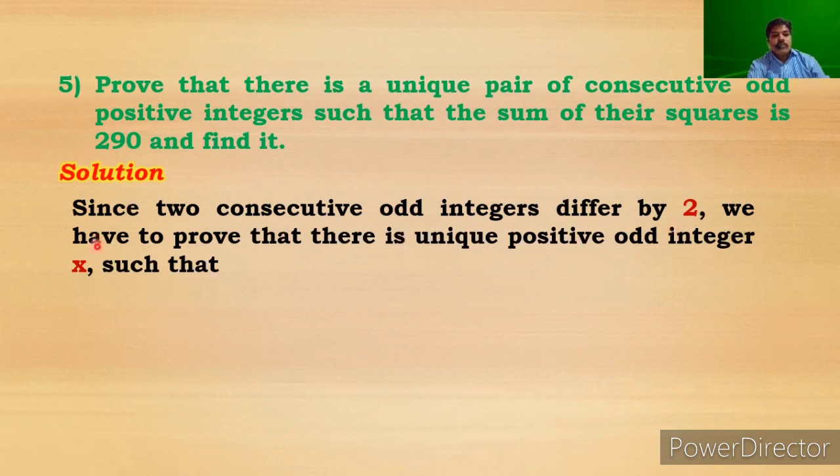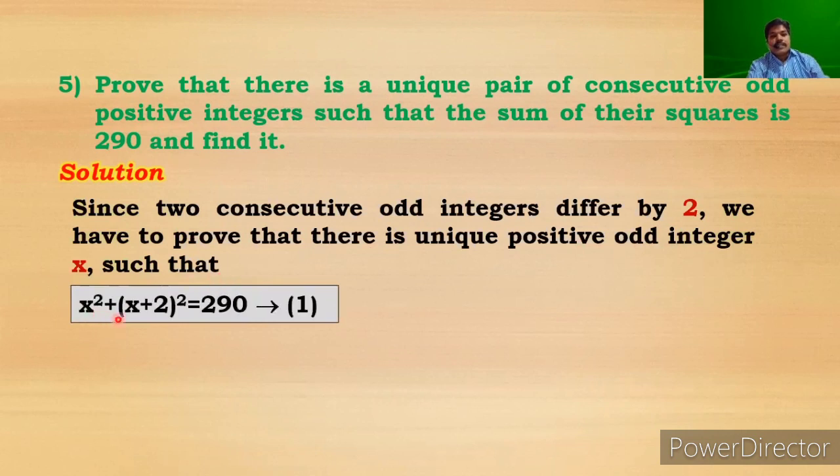And also in the question, we have to prove that there is a unique positive odd integer x such that x square plus (x plus 2) whole square is equal to 290. The sum of the squares of the two integers is equal to 290. That is the condition given here. So to simplify that, x square plus (x plus 2) whole square, expand that one: x square plus 4x plus 4, that is equal to 290.